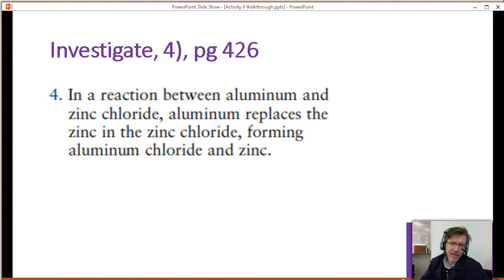In a reaction between aluminum, Al, and zinc chloride, ZnCl2, aluminum replaces zinc in the zinc chloride. Okay, folks, jot down on your piece of paper, this is a single replacement reaction. We learned about this in activity 3. Zinc chloride, perfectly happy, dancing together, aluminum butts in, kicks out the zinc, and latches onto the chlorine, so aluminum chloride are dancing, zinc is out to lunch. So we now have a new compound, aluminum chloride, and zinc all by itself.